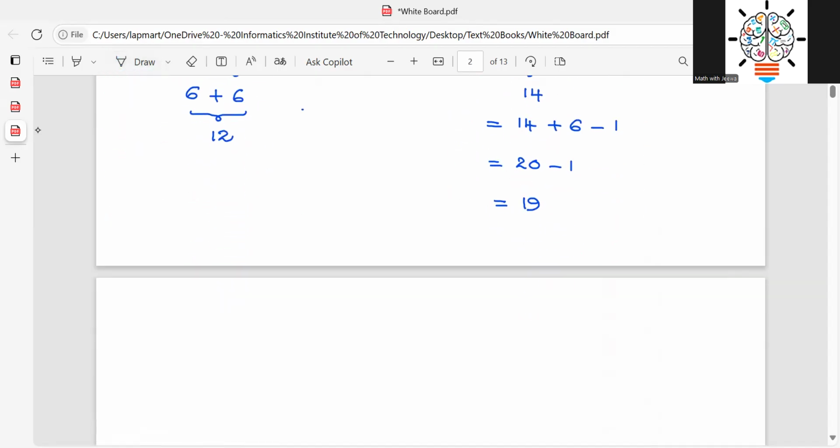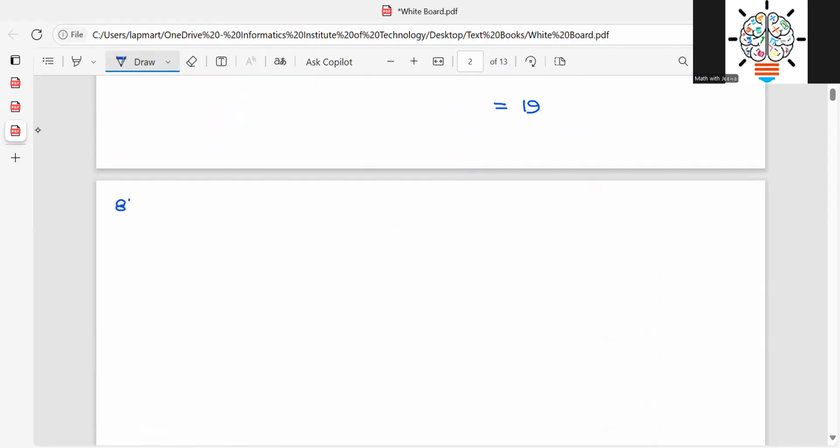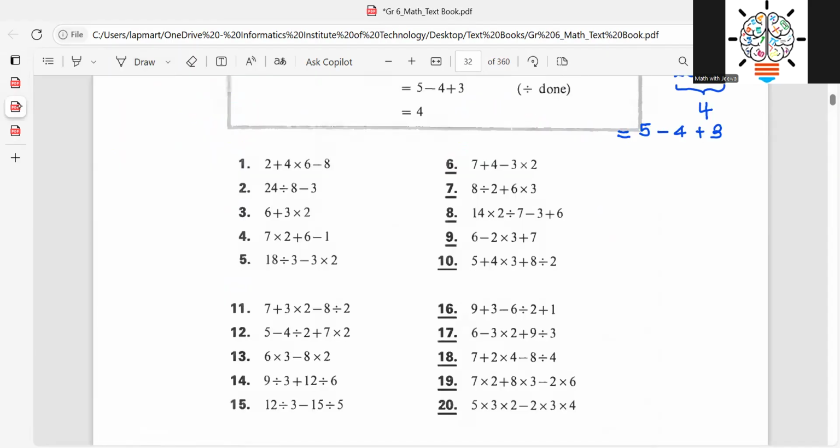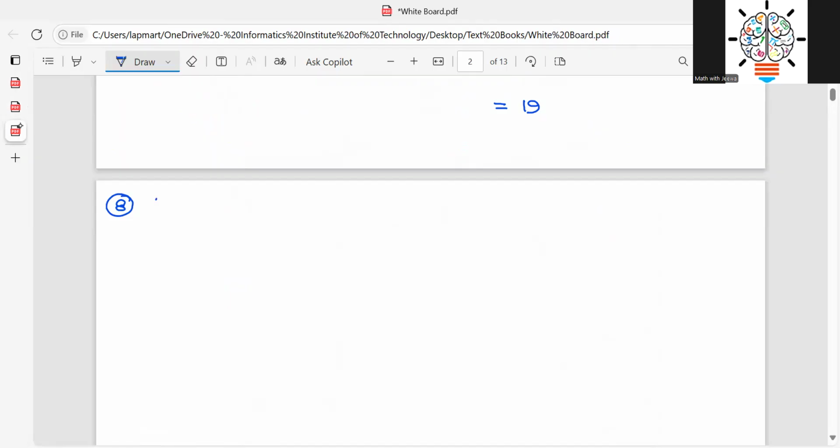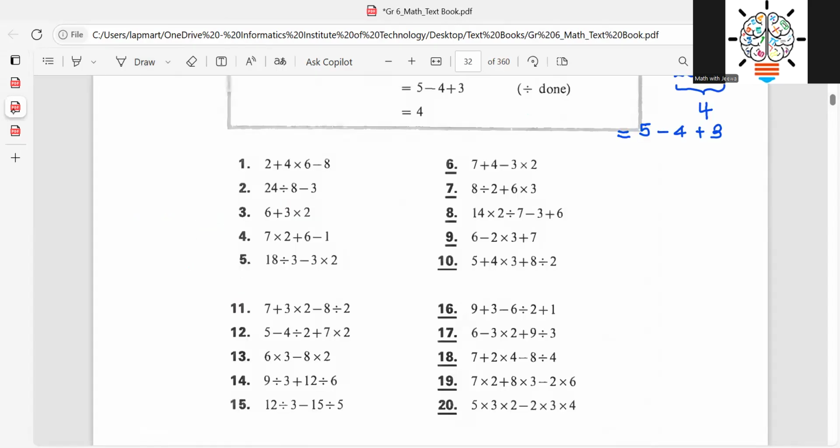So then we will move to the 8th example, right? 18 divided by 3 minus 3 times 2. First you do the division. So this is 6. Then you do the multiplication. So here it's easy, without the equals sign you can do this, right? 18 divided by 3 minus 3 times 2. The answer is 0. Hope it is clear for all of you.